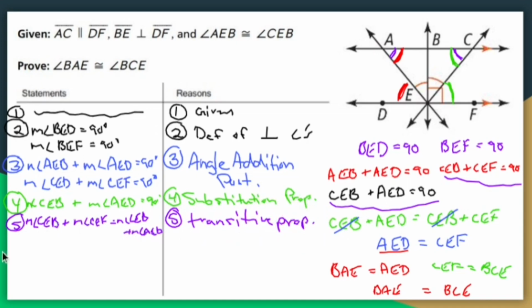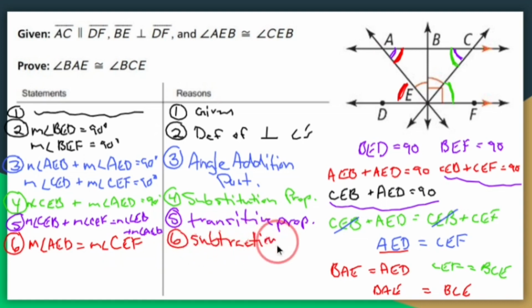CB on the left and CB on the right cancel out, and that's because of the subtraction property. So that left me with AED is congruent or equal to the measure of angle CEF. And I did subtraction property of equality. I think I'm going to make it.